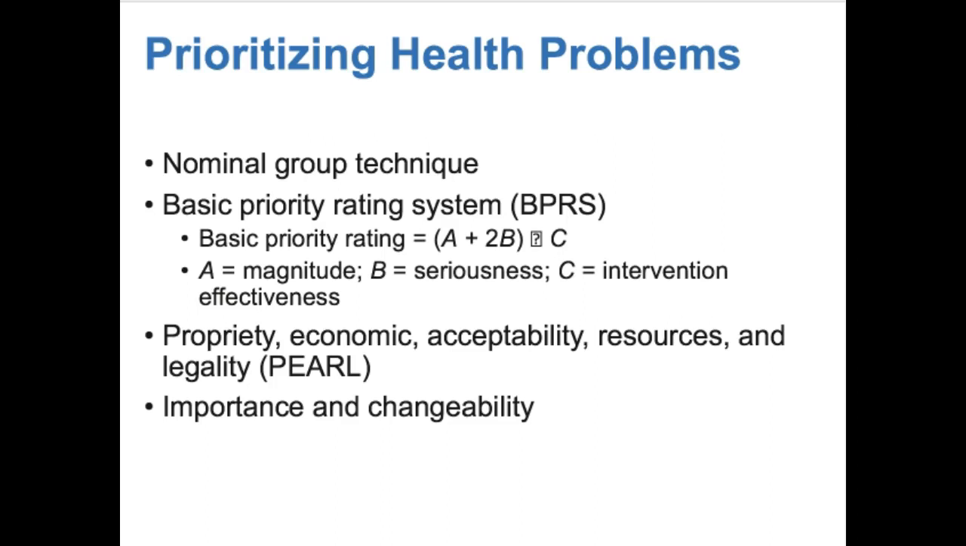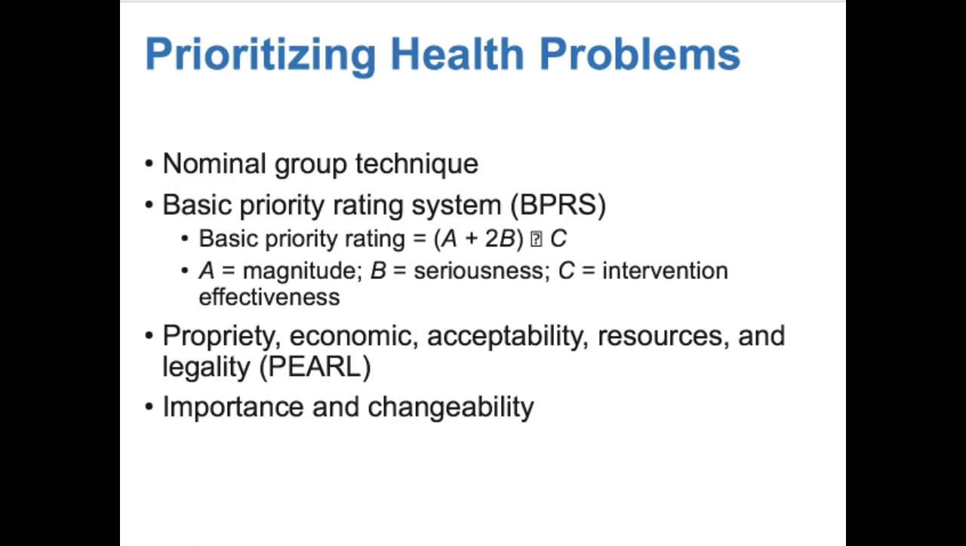The first is the nominal technique, which involves gathering a small group of stakeholders and conducting a round robin where you vote and narrow down the list of priorities. Another approach is the basic priority rating system shown here, which incorporates the magnitude, seriousness, and the intervention effectiveness into the consideration. Another method is the Pearl method, which includes economic factors, the acceptability of the intervention, resources available, and legality.